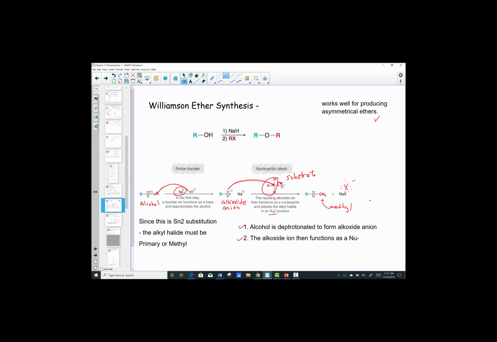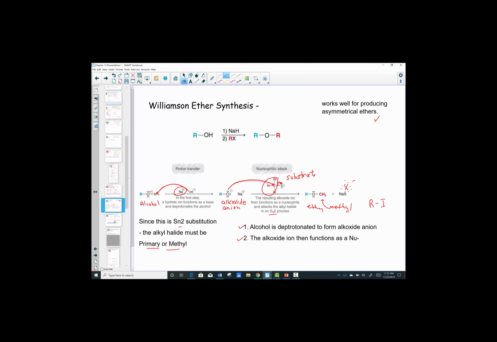The substrate, because it's SN2, remember that we want a good leaving group, so oftentimes we'll use iodide as a good leaving group. And then the leaving group leaves, creating a new target where we've added a methyl, turning an alcohol into an ether. So remember, primary or methyl substrates work best for SN2. We would want the iodide leaving group to be at the end of the carbon chain to promote substitution over elimination.